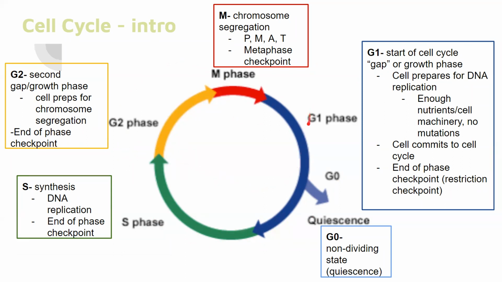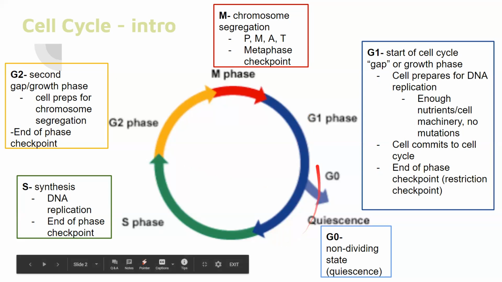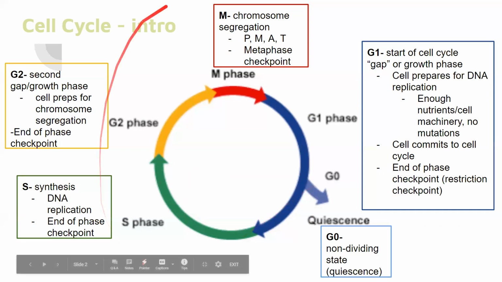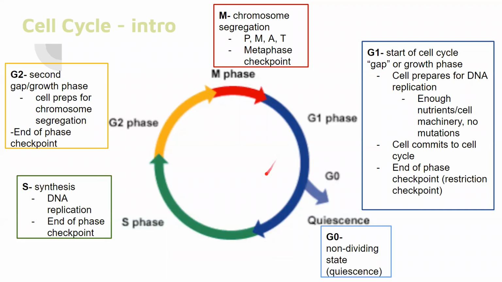So this is G1. It's the longest one, pretty much. There's this G0 phase, which is the non-dividing state. This is in cells that just don't divide. They won't enter the cell cycle at all, because they don't need to divide. So once we move through G1 and we make sure the cell has grown enough, that there's enough nutrients and all of that, and we pass the checkpoint, the cell has now committed to the cell cycle, and it can't leave it after this point.